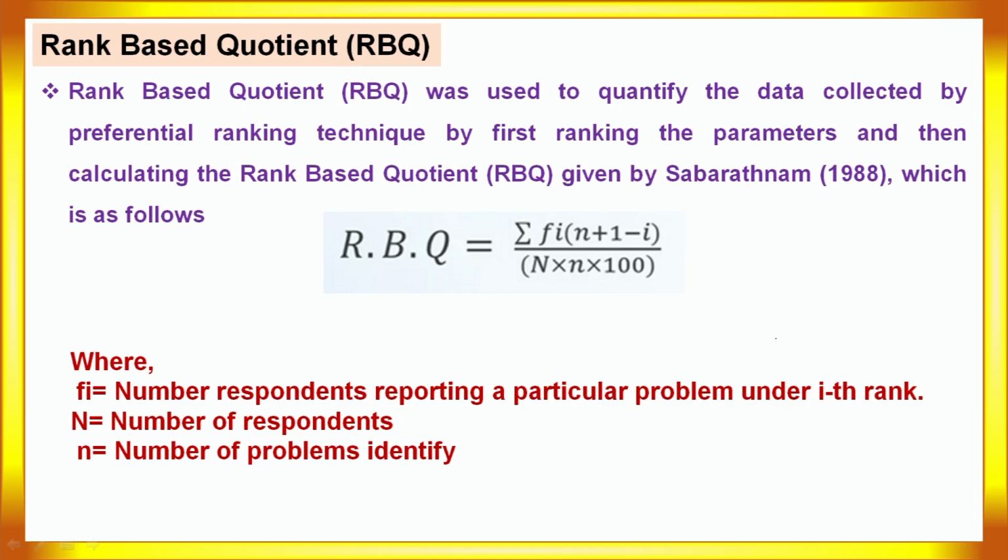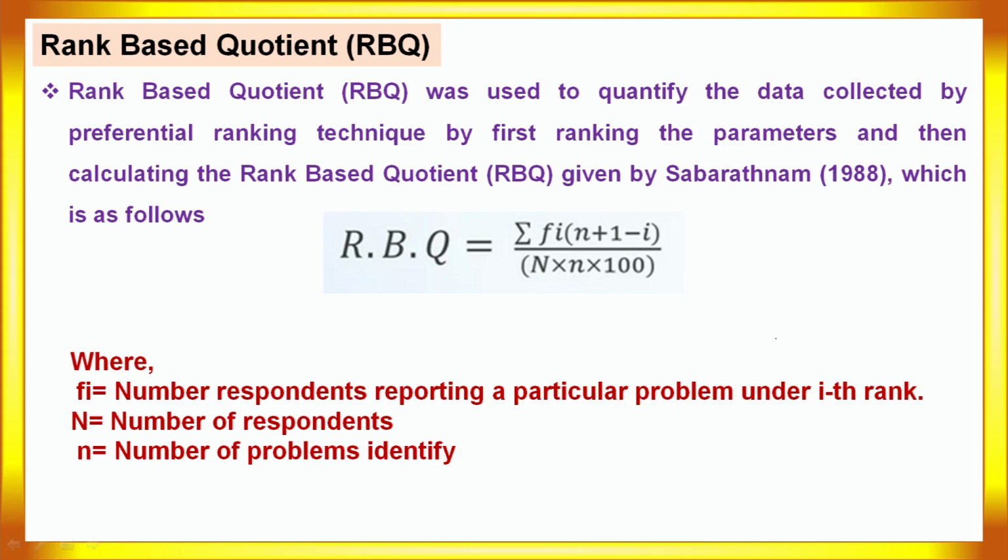In the rank based quotient method, the formula is the summation of Fi into (n plus 1 minus i), divided by capital N into small n, multiplied by 100. Fi means the number of respondents reporting a particular problem under the ith rank. Like if 13%, from the previous example, reported it as first rank, then that is the Fi.